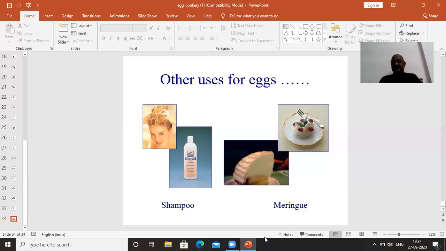If you go to the garde manger, you will find the egg. If you go to the soups department, you will find the egg. If you go to the fish department, you will find the egg. If you go to the roast department, you will find the egg. So everywhere the egg is going to be used. That's why egg is very widely used in Western cuisine.